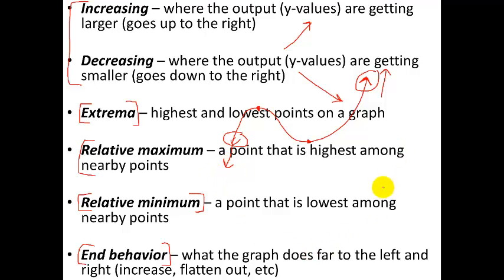Some graphs may flatten out at the end. Some graphs may stop at the end. So we're just saying, do they increase forever, decrease forever, flatten out to a constant value, or maybe stop? Different graphs will have different end behavior, but that's what it means, the two ends, left side and right side. Let's do a couple of examples quickly, and we'll be all done with Chapter 1.